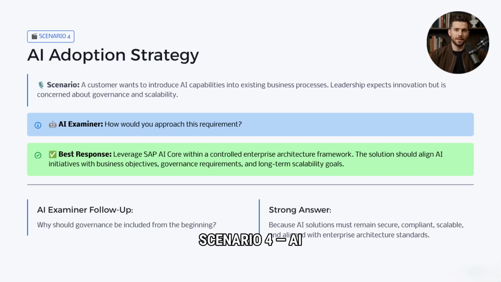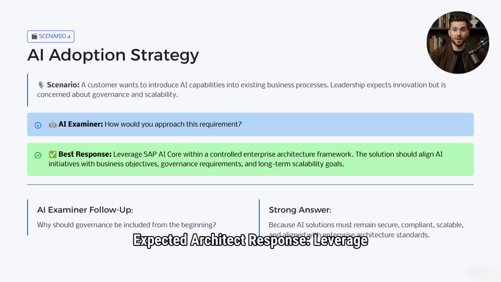Scenario 4. AI adoption strategy. A customer wants to introduce AI capabilities into existing business processes. Leadership expects innovation, but is concerned about governance and scalability. How would you approach this requirement?